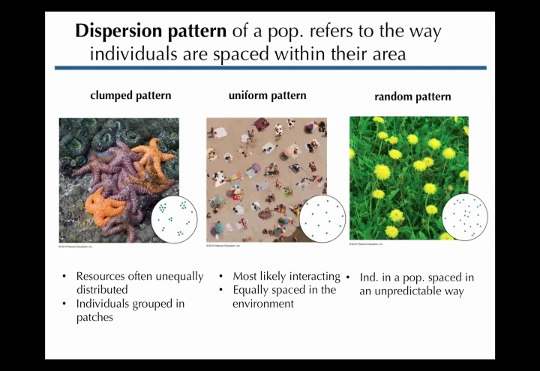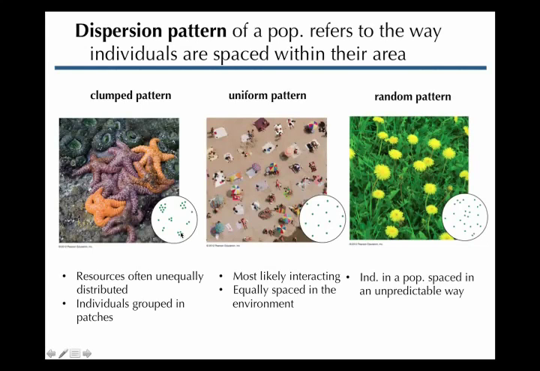Dispersion pattern is another way of looking at populations within an environment. There's three different kinds of patterns we talk about. There's the clumped pattern, which you can see these starfish are clumped together. Frequently that's going to be unequal resource distribution. So the resources will be concentrated in certain areas, and that will be why those individuals would clump there.